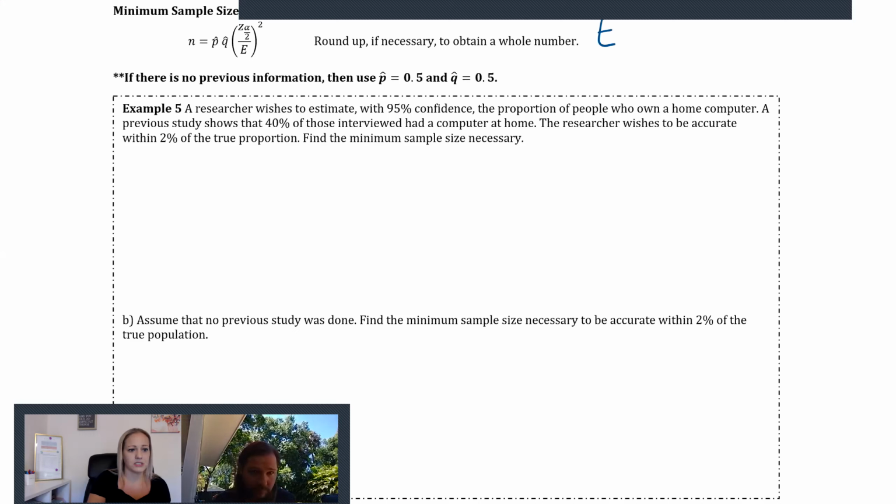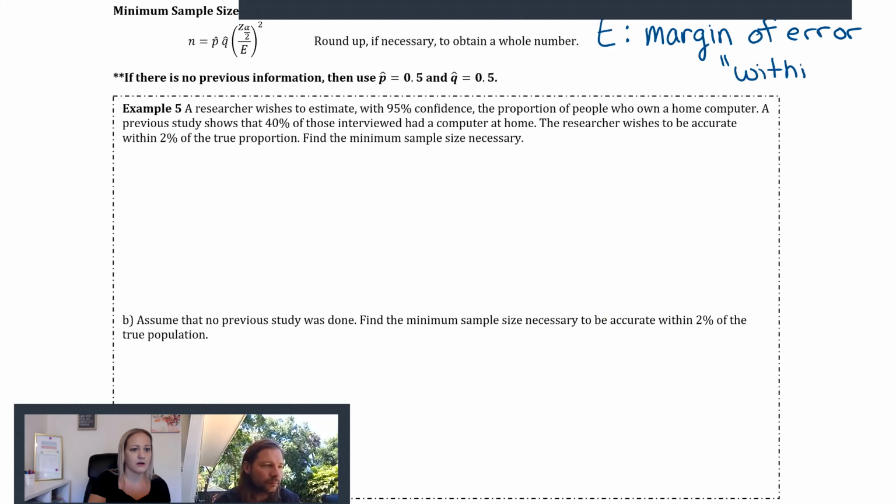It says a researcher wishes to estimate, and E still stands for the margin of error, just in case you forgot what E is. A researcher wishes to estimate with 95% confidence the proportion of people who own a home computer. A previous study shows that 40% of those interviewed had a computer at home. The researcher wishes to be accurate within 2% of the true proportion. Find the minimum sample size necessary. Okay, so we need to know p hat, q hat, z alpha over 2, and E, the margin of error, to be able to plug into this formula.